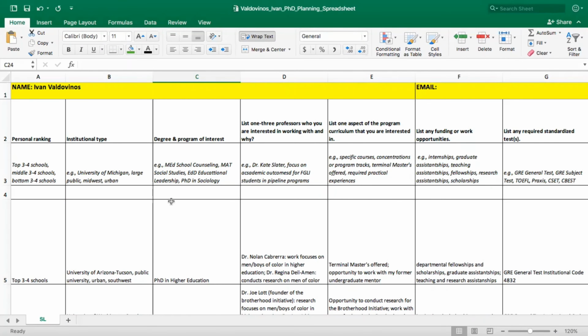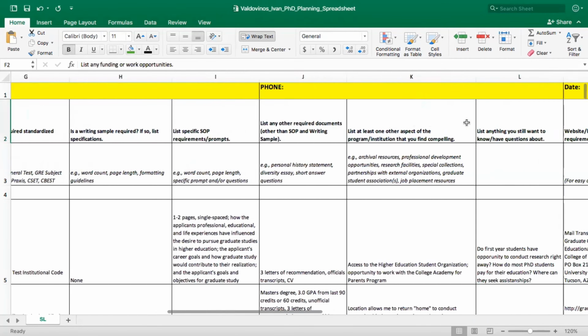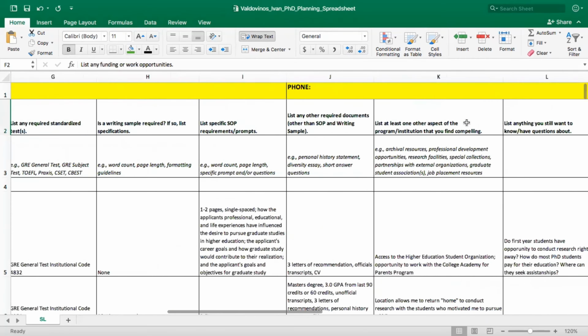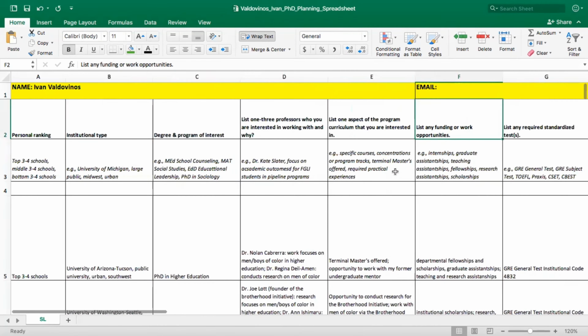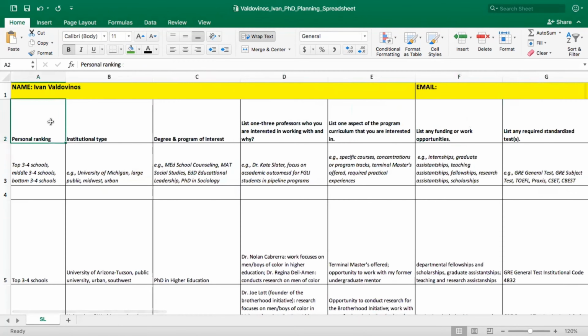Alright you guys, as you can tell here, I am using Microsoft Spreadsheet so I can collect my information for the graduate school programs that I'm applying to. So at the top here, I put my name. I have a section for an email. I also have a section for your phone number and then date. Obviously, you don't need all that stuff, but it can be helpful.